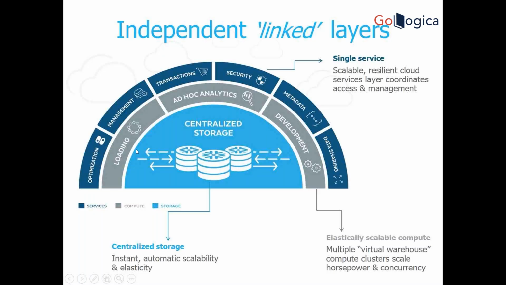So independent linked layers. How are these layers formed? They are all independent layers, but they are linked together. That is the way it has been designed. There are three layers. One layer is the outer layer, and you have all these services. These services are managed and reside in Snowflake.